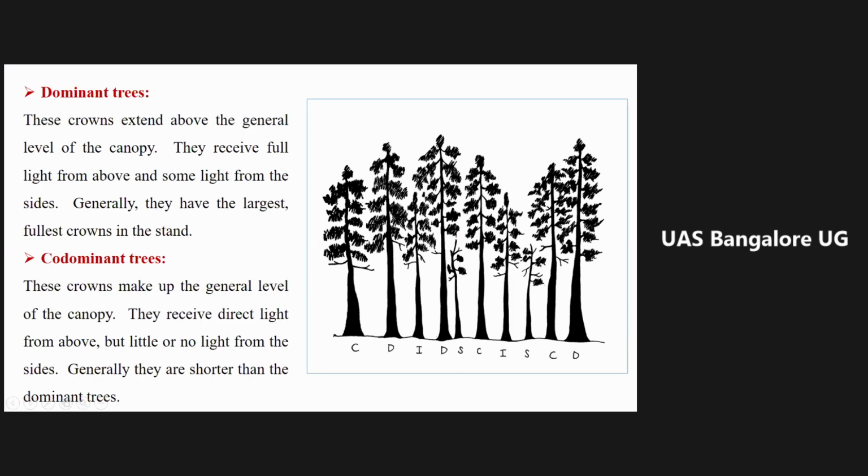So dominant trees means these crowns extend above the general level of the canopy. These dominant trees receive full light from above and also some light from the sides. Generally they have the largest and fullest crowns in the stand compared to the other three types of crown classes.